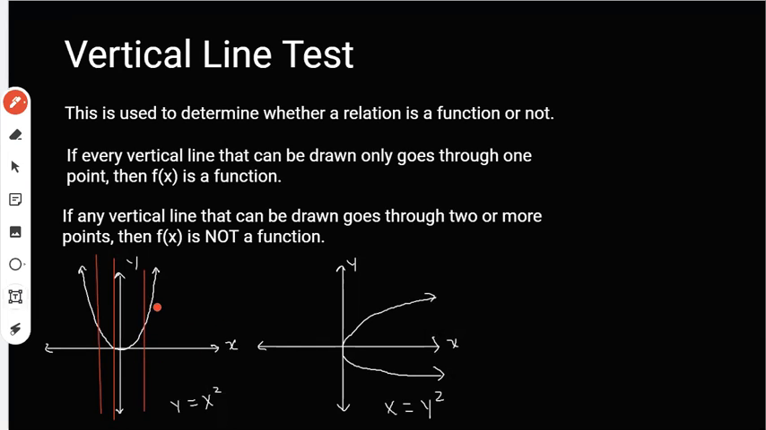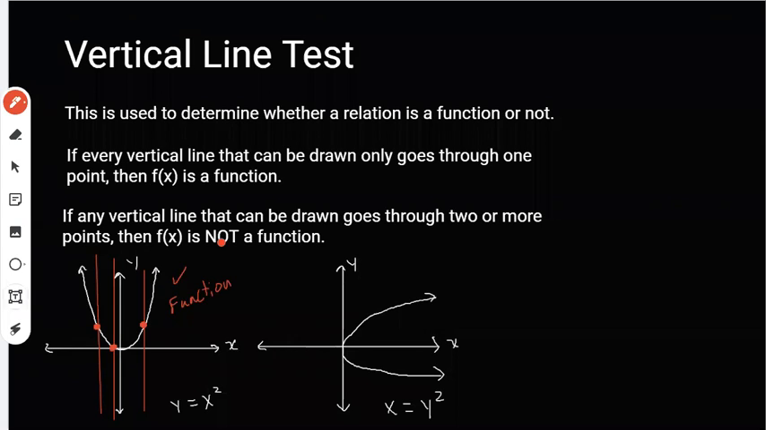So when I draw these vertical lines, how many points do I go through? Well, the first line is going to go through only one point. The second line is going to go through this point down here, so only 1 point. And then this line only goes through 1 point. But for every single vertical line that I draw, it's only going to cross the graph at 1 point. And if they only cross at 1 point, then yes, it is a function. Okay? So we're drawing vertical lines down the graph, and we're seeing how many points they cross.